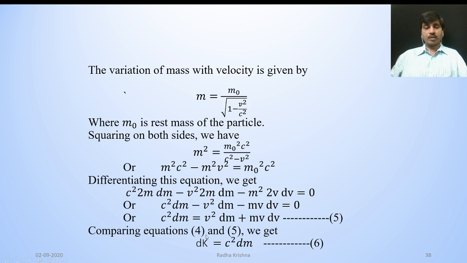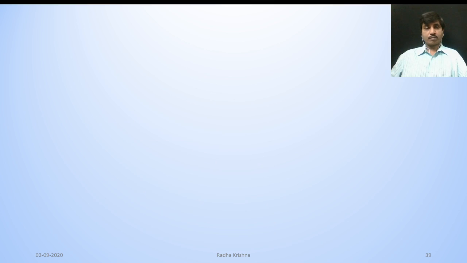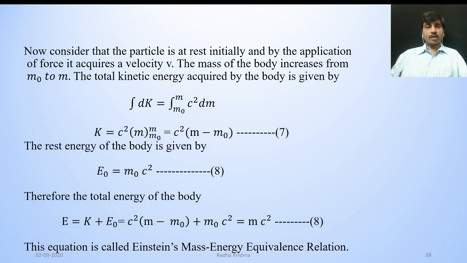Comparing equations 4 and 5, we get dk is equal to c square dm, that is equation 6. Now, consider that the particle is at rest initially and by the application of force it acquires a velocity v. The mass of the body increases from m0 to m.